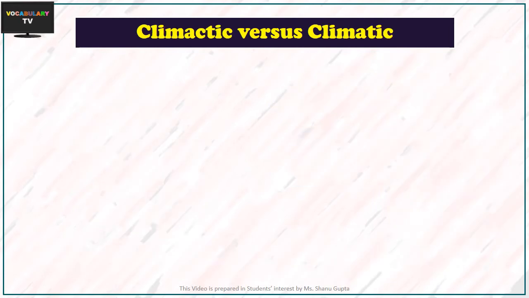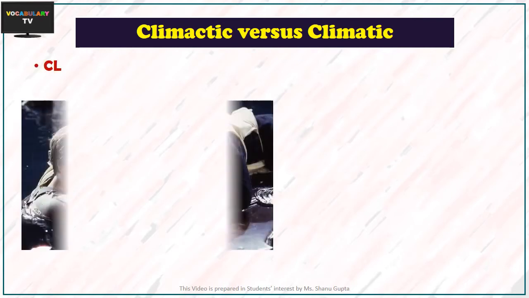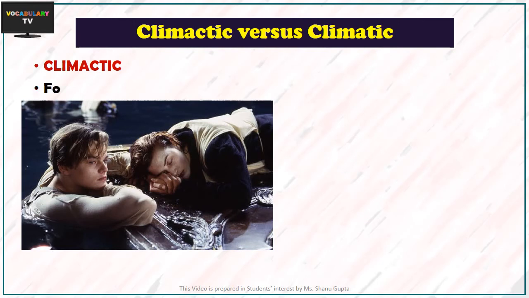The next word pair is climactic versus climatic. They differ only because of a C in their spellings. You can distinguish between them easily by remembering that something related to a climax or ending is climactic. A hint: the X of climax becomes a C when we add the suffix tic.